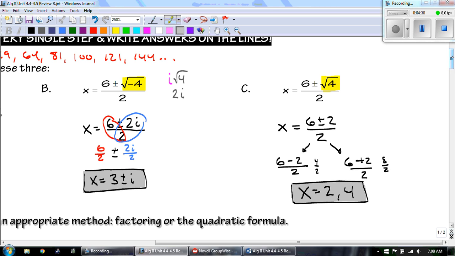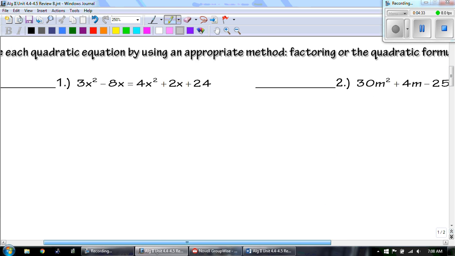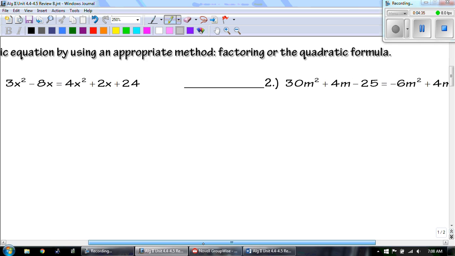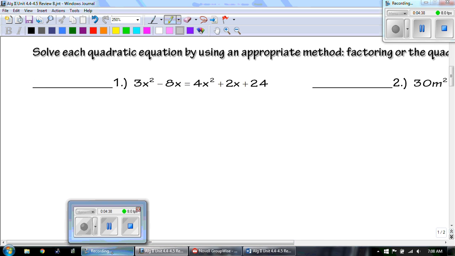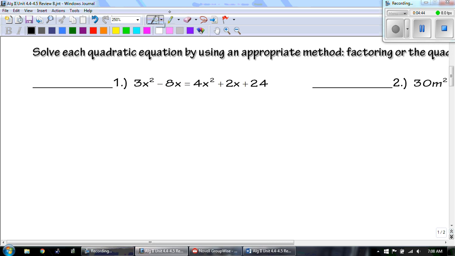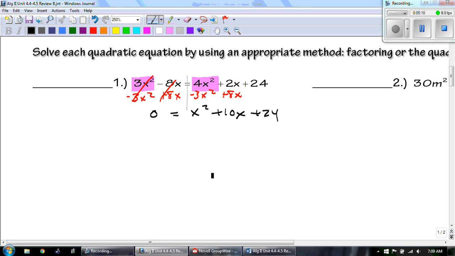So when it breaks up into whole numbers like this, that means we could have factored something and we just didn't do it. Okay? So solve each quadratic equation by using an appropriate method, either factoring or the quadratic formula. So let's go ahead and get started. We need to look at our leading coefficients, and then we always move the smaller one. So these all cancel, and then we get that 0 equals x squared plus 10x plus 24.